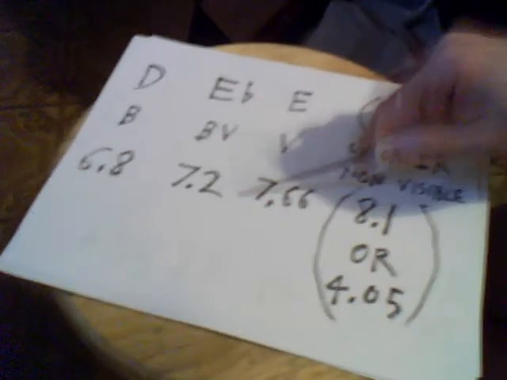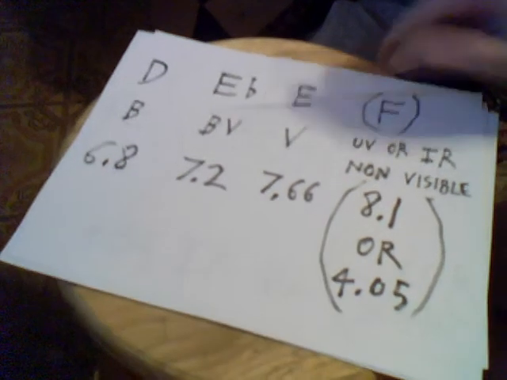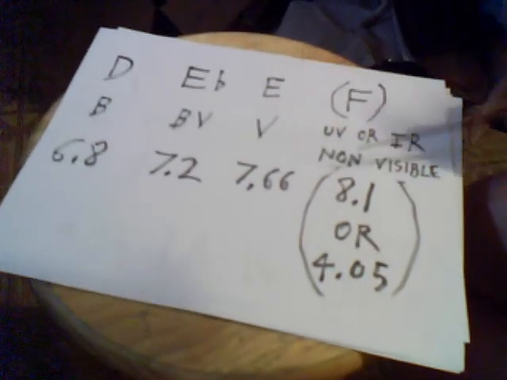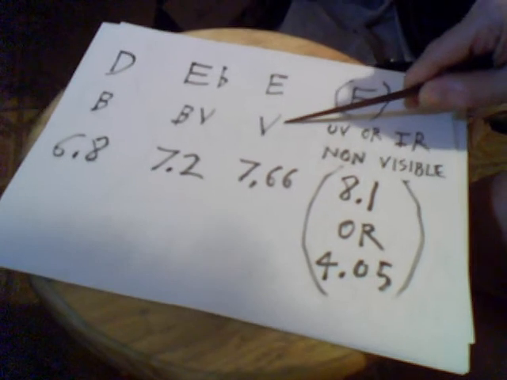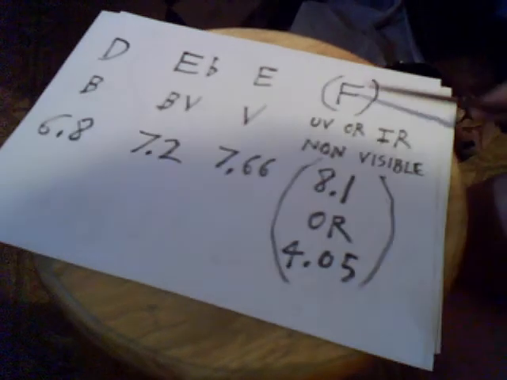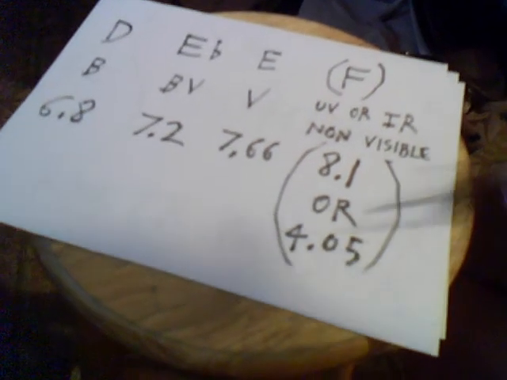And now, 680 trillion hertz is blue, which is the key of D. 720 trillion hertz is a blue-violet, which is the key of E flat. Yes, I agree with that, as a synesthete. And now, 766 trillion hertz is violet, which is the key of E. Now, we can go back to the key of F, ultraviolet or infrared, as you can see.